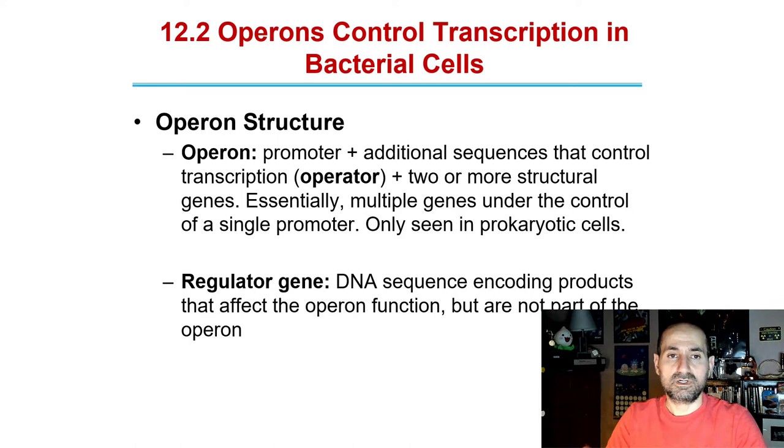Here's another way of putting it: a promoter plus additional sequences that control transcription, including an operator, plus two or more structural genes, okay? And what's a regulator gene? A regulator gene is a DNA sequence encoding products that affect the operator function but are not part of the operon. If you're confused right here, don't worry. I'm gonna get into what a regulator gene is and what an operator is. It's all part of the operon. As we start talking about operons, these terms will become more clear.